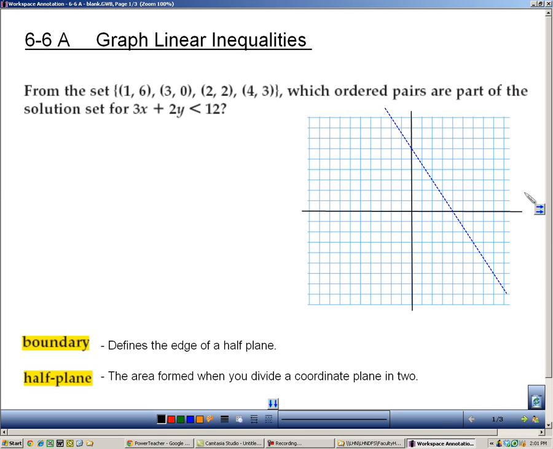Section 6.6a is about graphing linear inequalities. We've already learned to graph linear equations. Now we're going to add inequality symbols, and it brings about a whole set of different problems.